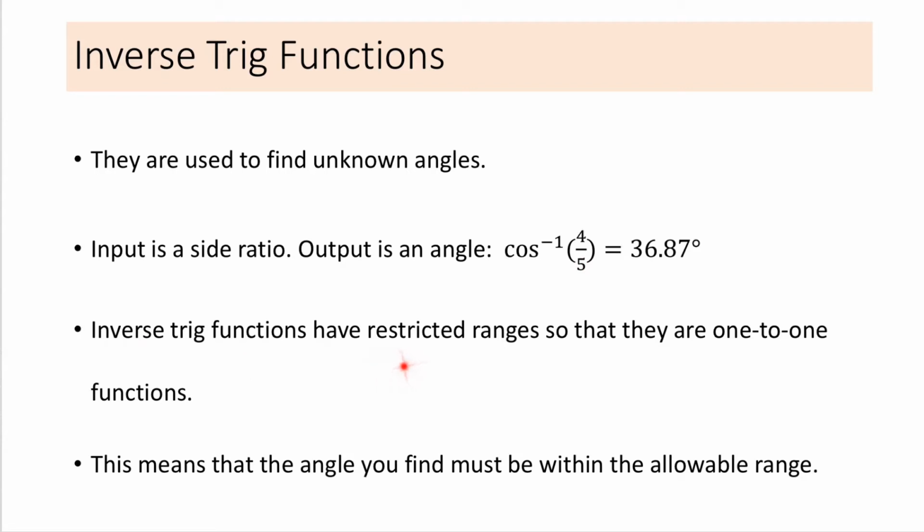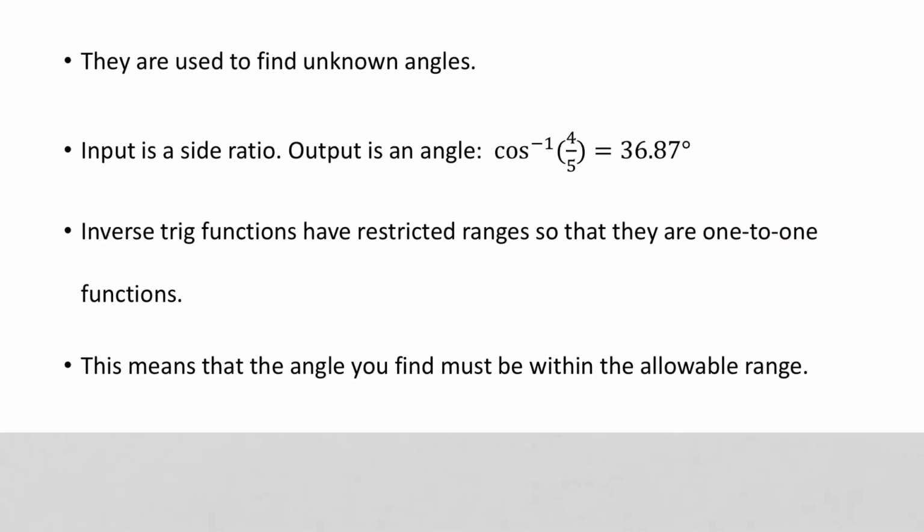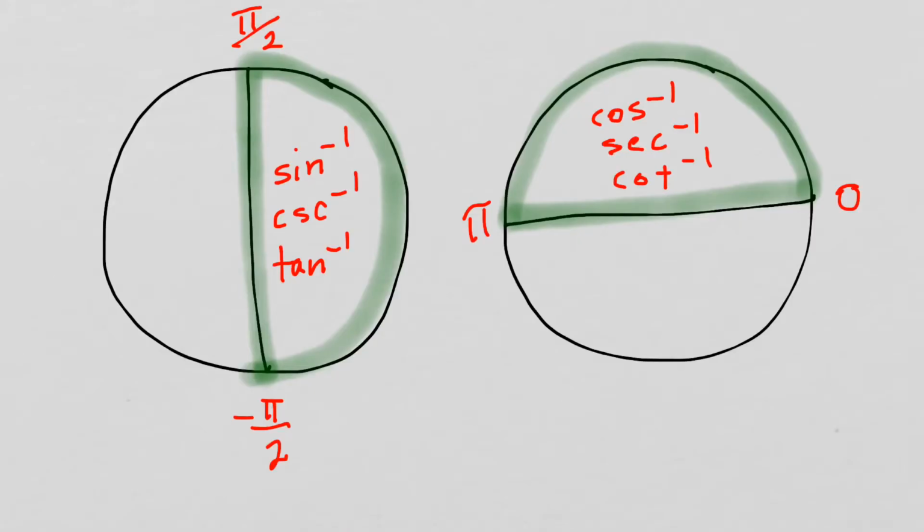So inverse trig functions have restricted ranges so that they're one-to-one functions, and we talked about that in the first video. This means that the angle that you find, your answer essentially, must be within the allowable range. So that brings those circles that we had at the end. Let me show you those. These right here, this is what I'm talking about. Your answer to any one of these functions must fall on this side of the unit circle between -π/2 and π/2. And your answers to any one of these functions, those angles must be between 0 and π.